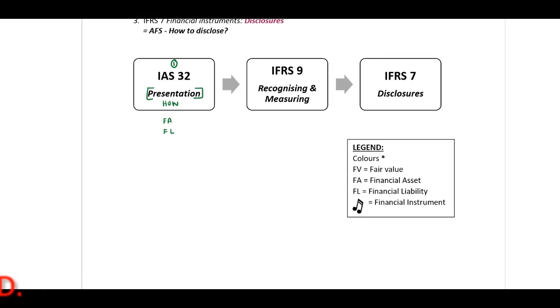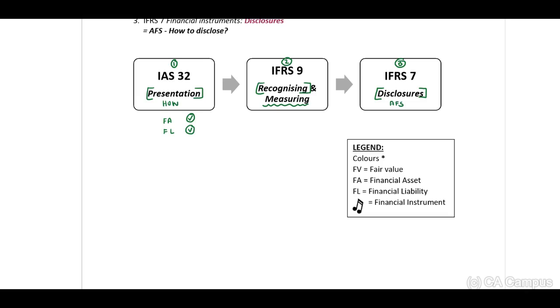Now, once we have determined, is this a financial asset or a financial liability, we need to refer to IFRS 9, and IFRS 9 will indicate to us how to recognize our debits and credits, and then how to measure the financial asset or liability, how to calculate on initial and subsequent measurement of our financial instruments. Once we have determined the recognition and measurement, IFRS 7 will provide us with the principles on how to disclose the information in our annual financial statements.